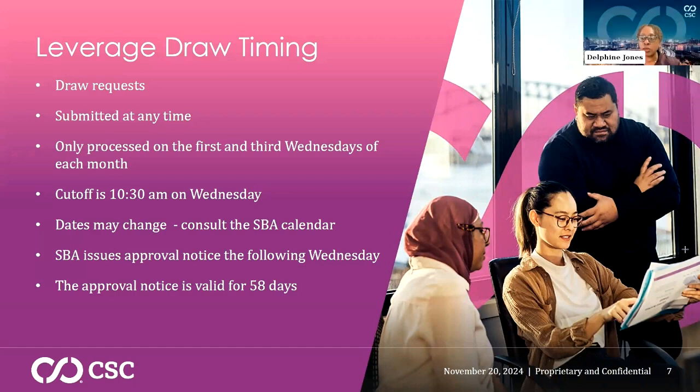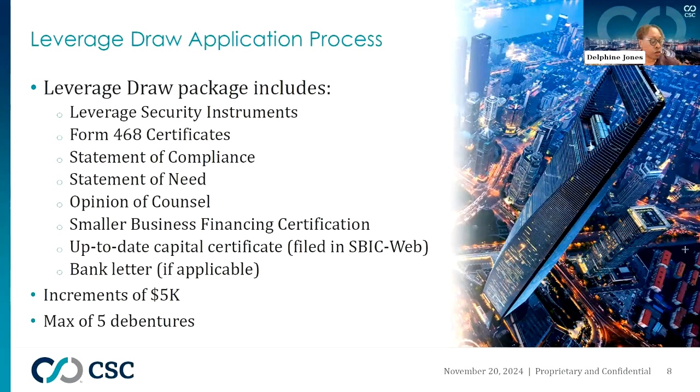John, so what are the next steps that we have to go through as far as the application for drawing down leverage? So the leverage draw application process has a few components. There are a few things that need to be put into the leverage draw package. The first is the leverage security instruments. This is Form 444C, and it's essentially a standard template of the borrowing agreement.